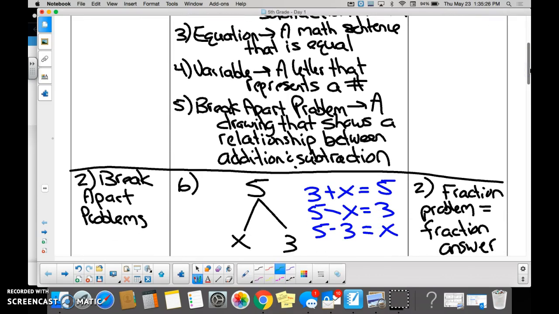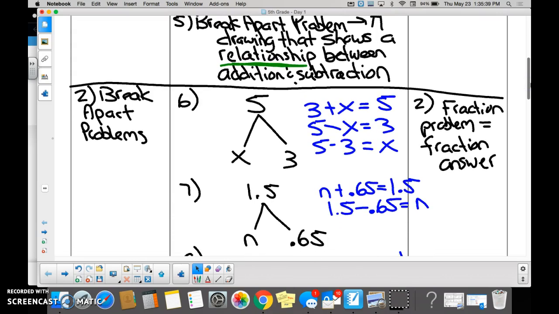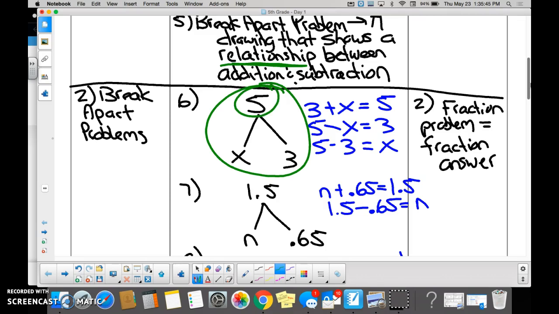A break apart problem is a drawing that shows a, what's this word? Relationship. A relationship between addition and subtraction. So we're going to talk a little bit about relationship when we go into our next section. Okay? So a break apart problem. This is a break apart problem. Yes, no? Yes. Okay, we have taken this number 5 and we put it at the top of what looks like a little mountain, right?